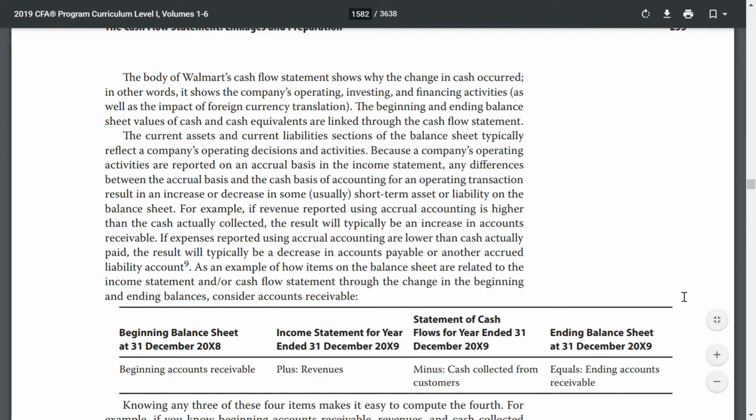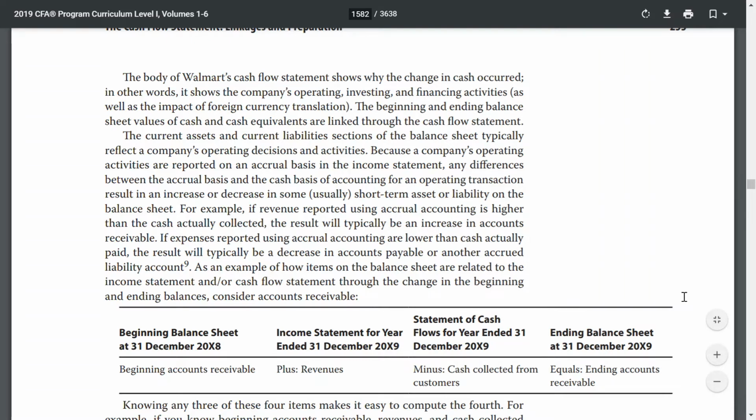Because a company's operating activities are reported on an accrual basis on the income statement, any differences between the accrual basis and the cash basis of accounting for an operating transaction result in an increase or decrease in some, usually short-term, assets or liabilities on the balance sheet. For example, if revenue reported using accrual accounting is higher than cash collected, there will be an increase in accounts receivable. Its expenses reported using accrual accounting are lower than cash actually paid. The result will typically be a decrease in accounts payable or another accrued liability account.